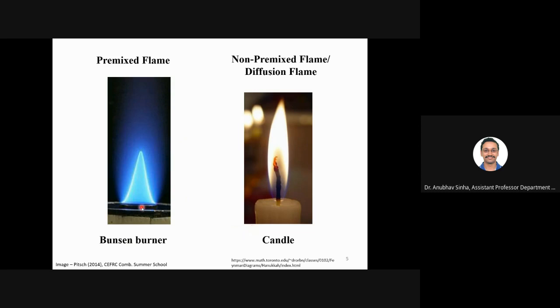So a Bunsen burner with an air-fuel supply will give you a premixed flame. It will look mostly bluish in color, depending on the fuel. But for common hydrocarbons like methane and LPG, it will be bluish in color.